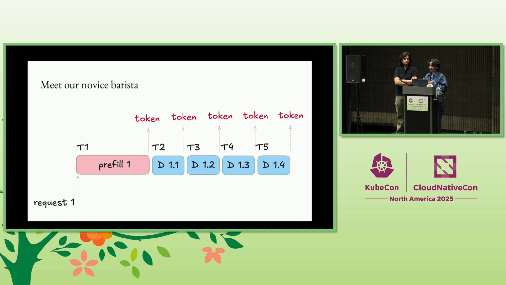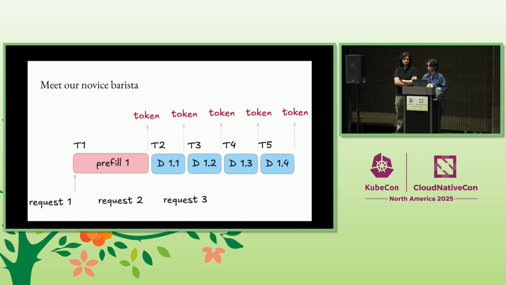So to work on these SLAs, let's see how you might attempt to serve this. Let's first meet our novice barista. They're new at the job, and they can only do one thing at a time. When they get a request in, they first do the prep work, the prefill, output the first token in this image, and then they process the decode tokens one by one. Our novice barista is not able to do multiple things together, and this results in a problem because if there are more requests that come in, they can't do any work on them until the entire first request is finished.